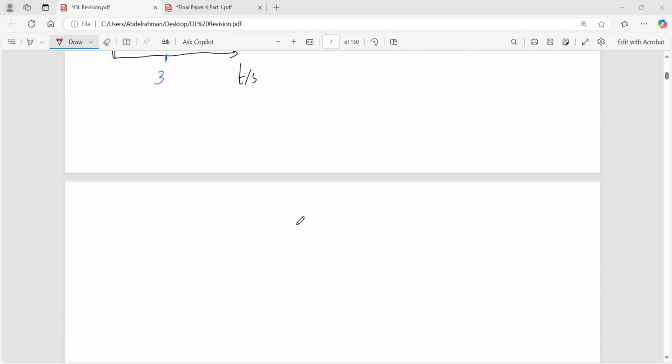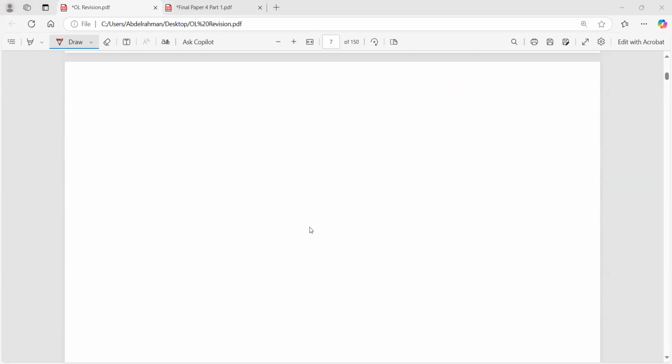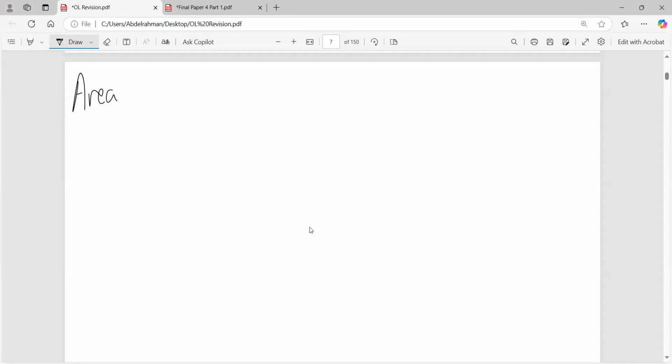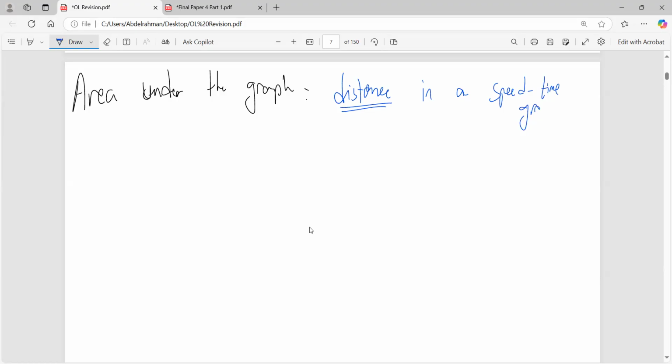Last but not least, we have to talk about the area under the graph. Sorry, but the area under the graph is actually a very crucial part of this session. So what is the area under the graph? Area under the graph, we use it to find the distance, when, guys? To find the distance in a speed time graph. So what is the area under the graph? It is used to find the distance in a speed time graph.